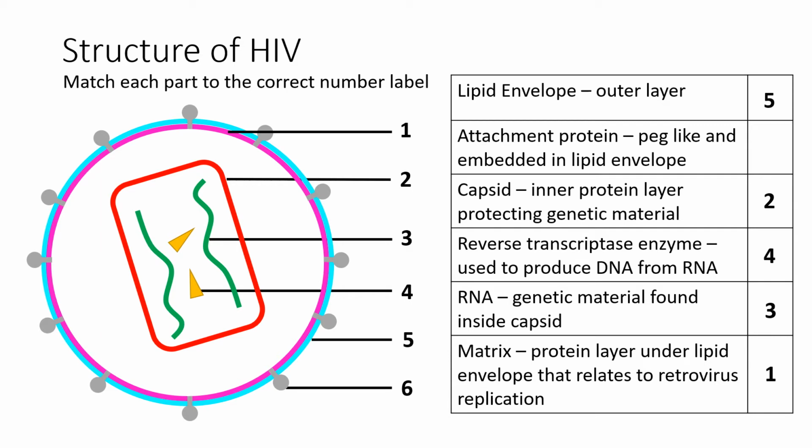We also have what's called the lipid envelope, which is the outside layer, and then finally we have what are called attachment proteins, and the attachment proteins are the way in which the HIV basically binds to specific types of cells.